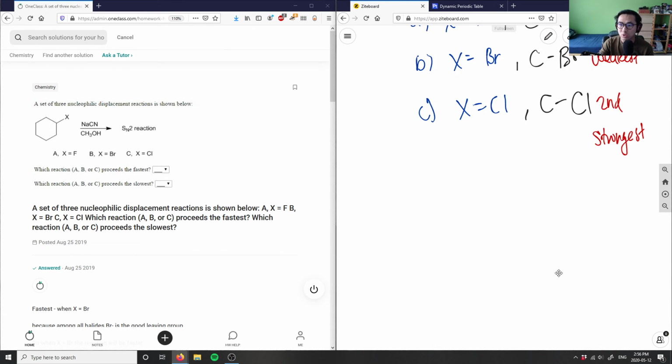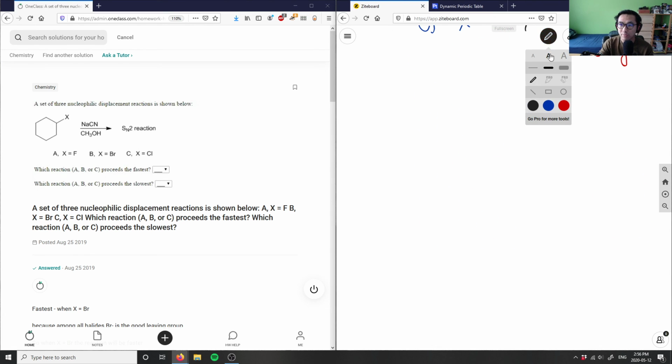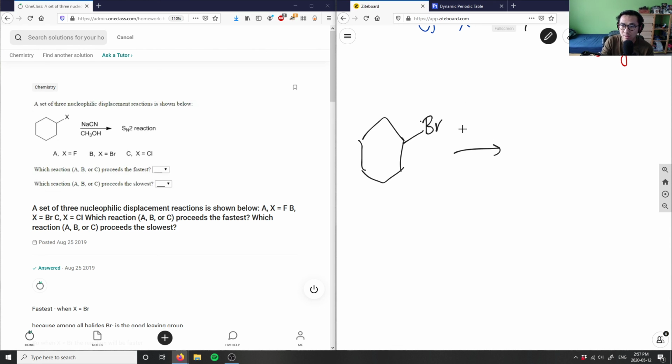And what I'm going to do is draw up the mechanism for you for this SN2 reaction. I'll show you how this goes. So if X is Br, like stated here, I have NaCN and the methanol solvent. First, this is an SN2 reaction. So again, substitution, nucleophilic, and this is a bimolecular reaction, SN2. So let me write this out. So Na plus, and this here is CN minus.